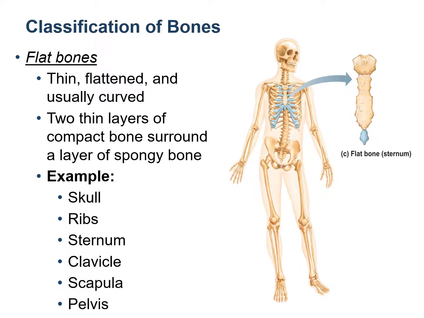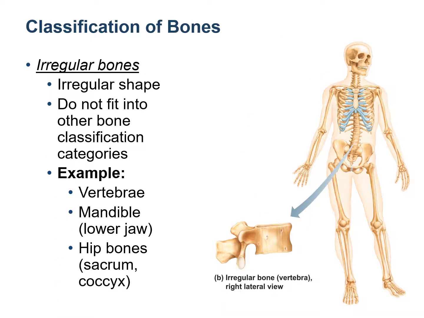Flat bones are flat, thin, and may be curved. Examples would be bones of the skull, ribs, the breastbone, that is the sternum, the clavicle, which is the collarbone, the scapula, which is the shoulder blade, and the pelvis. Irregular bones do not fit into any other classification category because of their irregular shape. Examples are bones of the vertebral column, such as the vertebrae, the lower jaw bone, which is mandible, the hip bones, such as the sacrum and the coccyx.